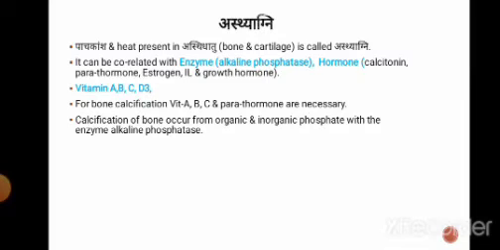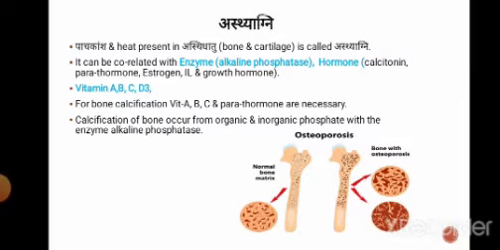Asthi Agni. Heat present in Asthi Dhatu, bone and cartilage is called Asthi Agni. For bone calcification, vitamins A, B, C and parathormone are necessary. Calcification of bone occurs from organic and inorganic phosphate with the enzymes like alkaline phosphatase. Natural process of bone formation is known as ossification.